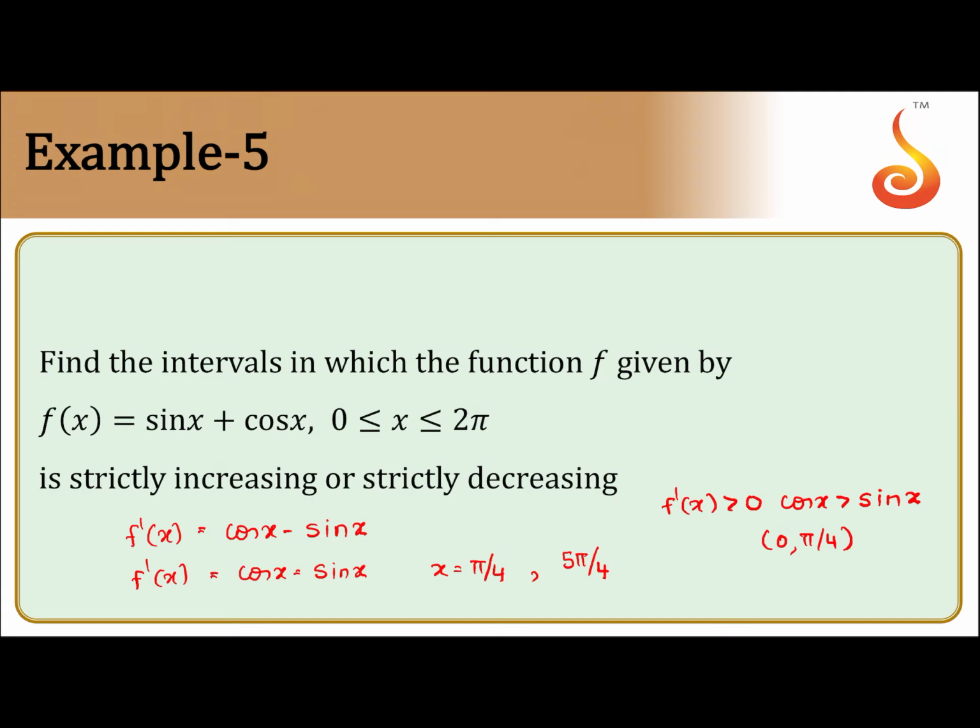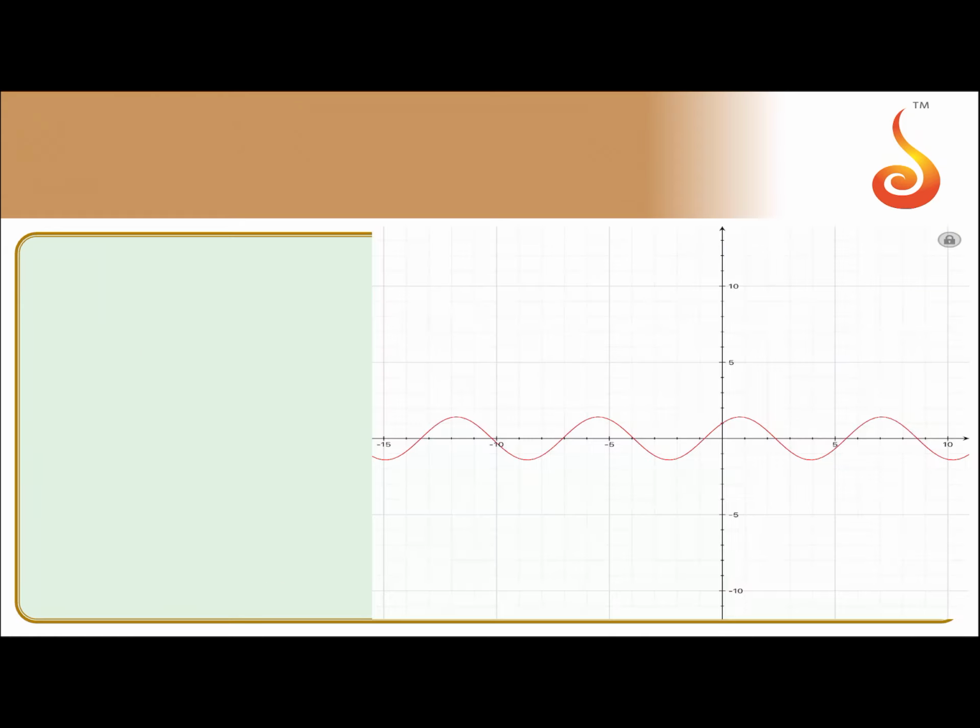Similarly, in the second quadrant, cos is negative and sin is positive. Both are negative in the third quadrant. Again, cos is positive in the fourth quadrant. So what happens again? From 5 pi by 4 to 2 pi, cos x is again greater than sin x. Now let us see the graph to get more analysis.